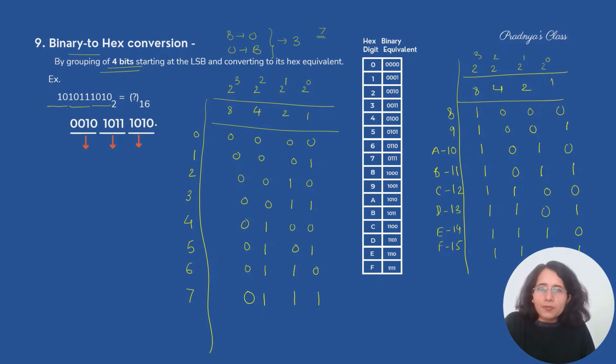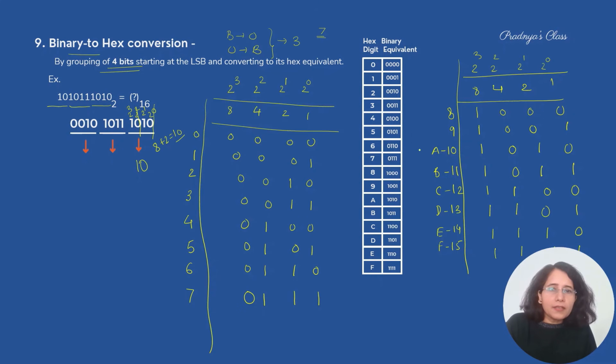Now 1010 we have to convert to hexadecimal. Instead of keeping in mind this whole table, there is one more simple method. Just write the positional weight here, 2 to the power 0, 2 to the power 1, 2 to the power 2 and 2 to the power 3. No need to solve for 0, so just ignore this and solve for only 1. So 2 to the power 3 will be 8 and 2 to the power 1 will be 2. So this is 8 plus 2, 10. So the decimal equivalent of this number is 10.